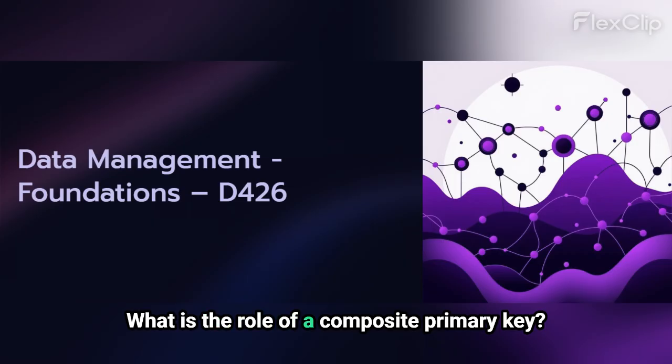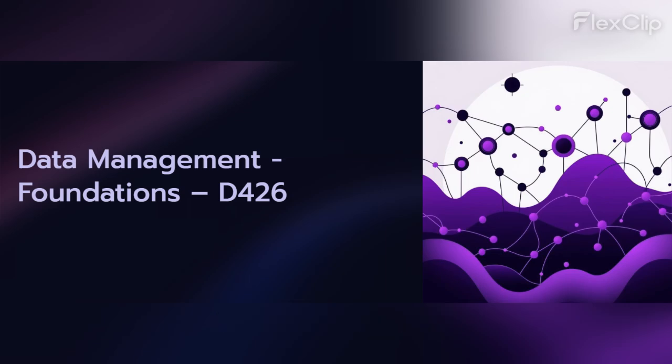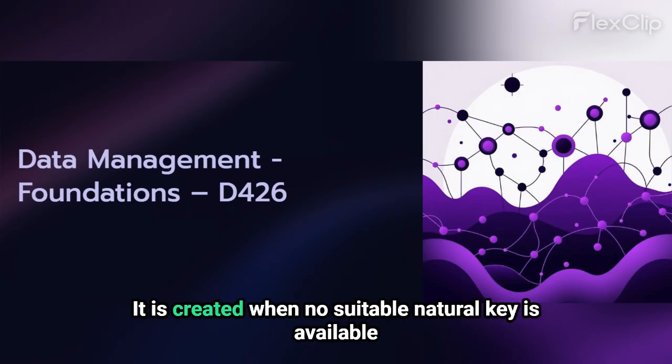What is the role of a composite primary key? Its role is to uniquely identify a row in a table by using a combination of two or more columns. What is a surrogate key? A surrogate key, also known as an artificial key, is a system-generated unique key that has no business meaning. It is created when no suitable natural key is available.